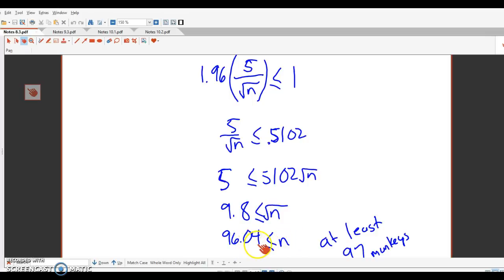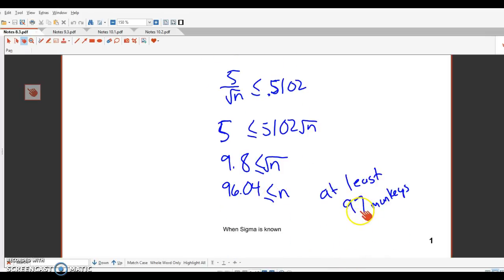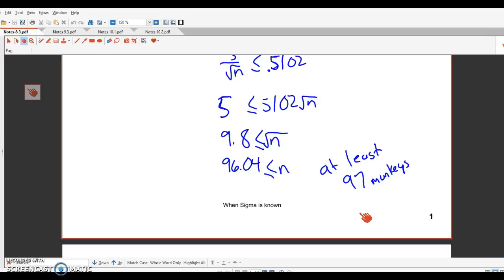Now, even though this is a very small number, I'm going to always round up for sample size calculations, just like last time, because this is saying I need to sample at least 96.04 monkeys, or I need to experiment on at least 96.04 monkeys. I can't, of course, test 0.04 monkeys, so since this is at least, or greater than or equal to, that means I must round up, even though that's a very small decimal. So my answer would be that I need to include at least 97 monkeys in my experiment.